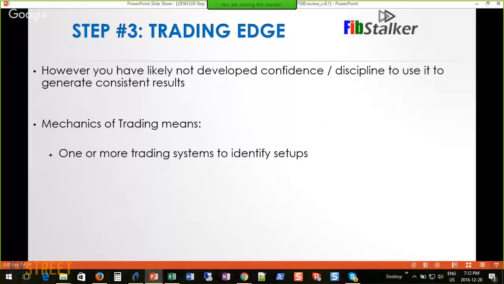So one or more trading systems to identify setups. This is what we need. The trading system is a set of rules that allows us to generate a trading plan. Sometimes people confuse trading system and trading plan. The trading plan is an output. A trading system is really the input rules. And when we put the price data through these rules, we get the outcome, which is a valid trading plan.